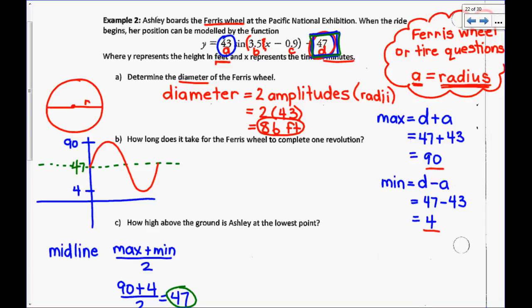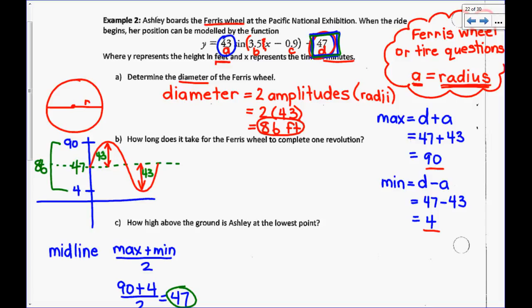Okay, so the distance here from my midline to the maximum, that's my amplitude, that's 43. And the distance from the midline to my minimum is also 43, right? And that 43 and 43 together makes 86, which is what this whole distance is from maximum to minimum.